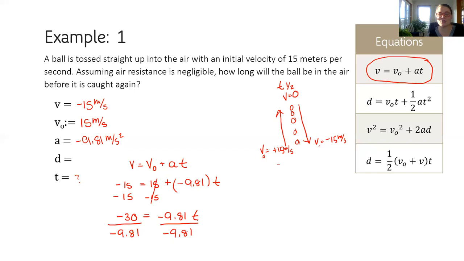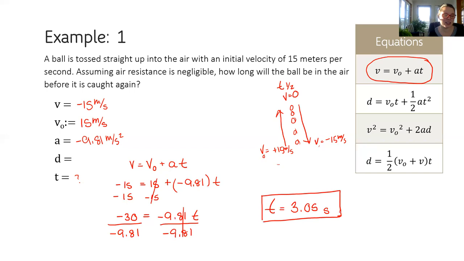Dividing both sides by negative 9.81, how long do you get for time? So negative 30 divided by negative 9.81 leaves me with 3.05 seconds. That's how long the ball was in the air.